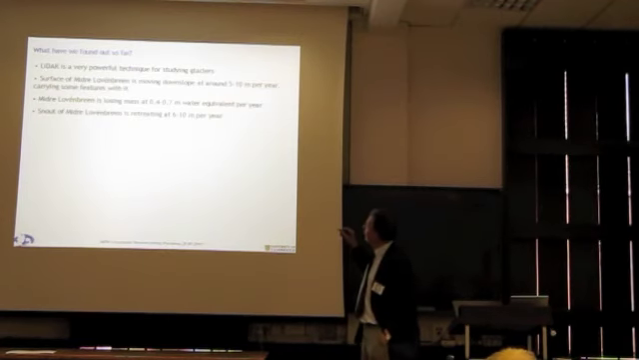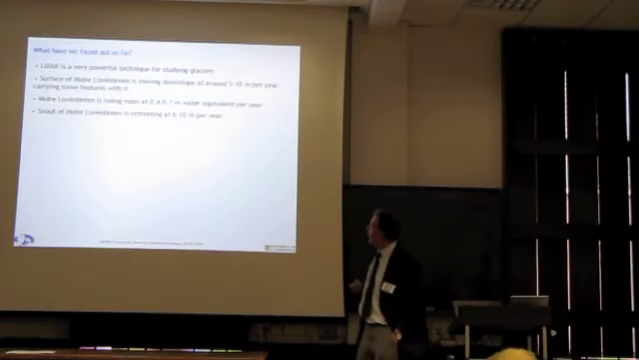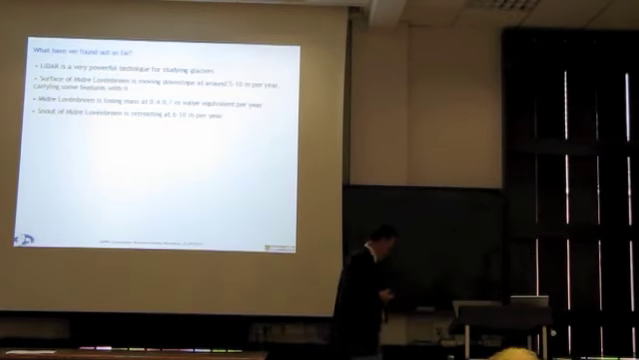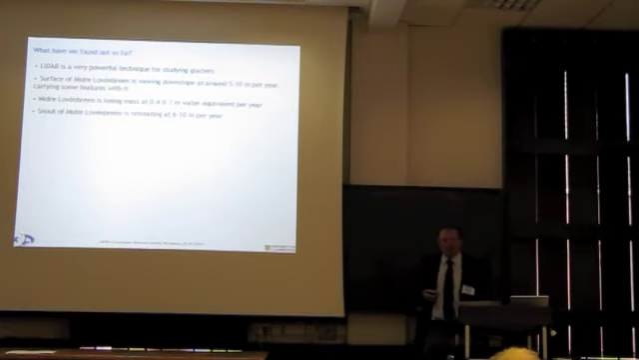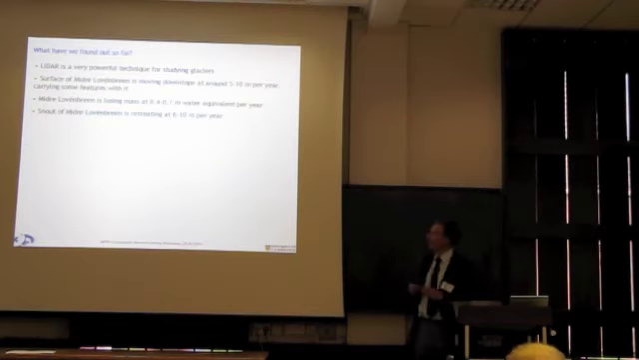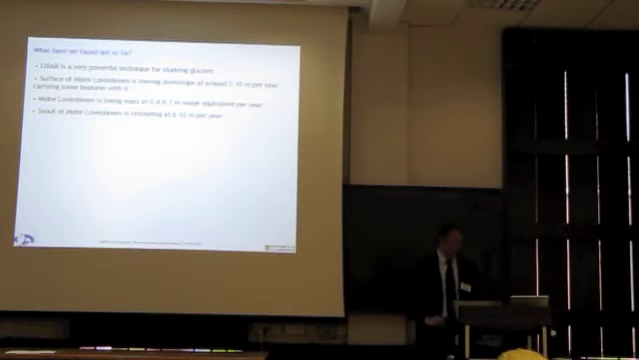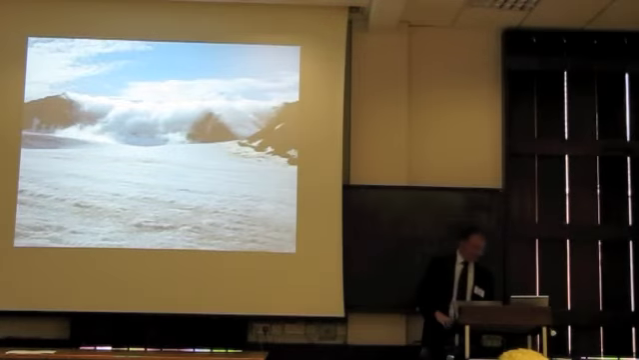It's losing mass currently at a rate of 0.4 to 0.7 meters water equivalent per year. Its snout is retreating at 6 to 10 meters per year. These are all things consistent with what energy balance modelling tells us to expect. So, in summary, it's a powerful, comparatively new technique for quantitative glaciology.